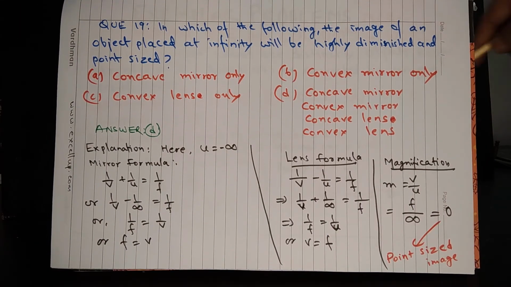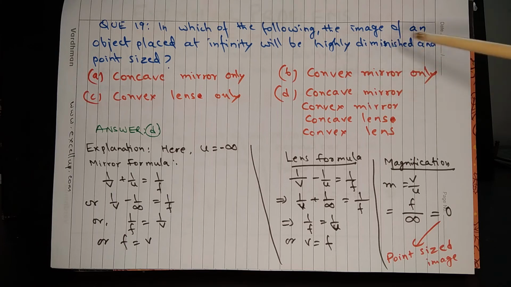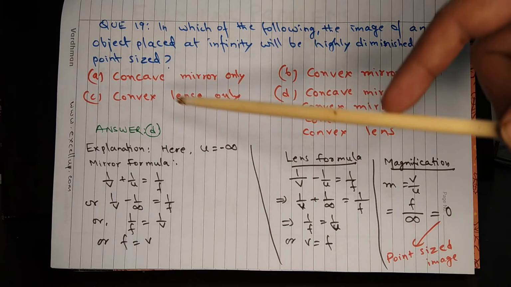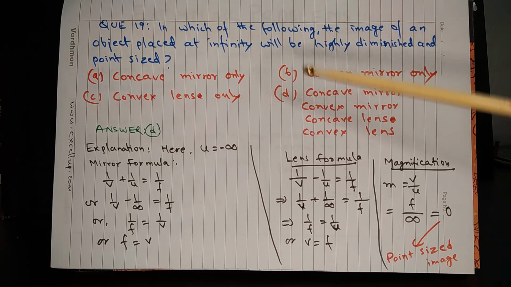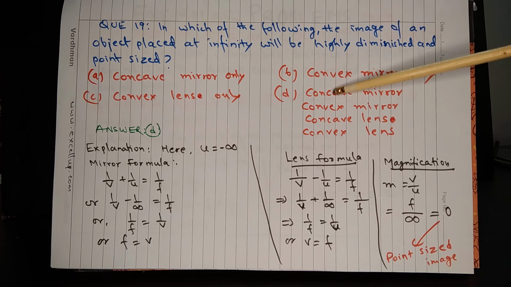Question 19. In which of the following will the image of an object placed at infinity be highly diminished and point sized? Option A, concave mirror only, B, convex mirror only, C, convex lens only, and D, concave mirror, convex mirror, concave lens, convex lens. The answer is D, concave mirror, convex mirror, concave lens, convex lens.